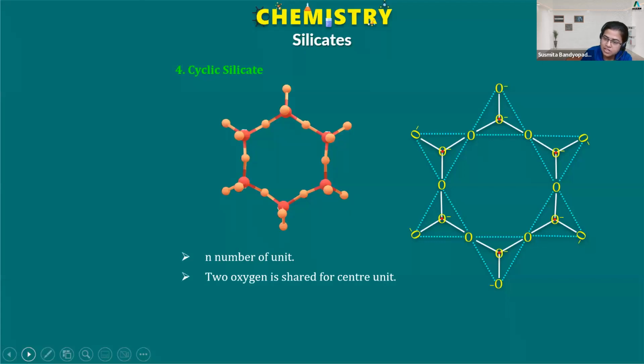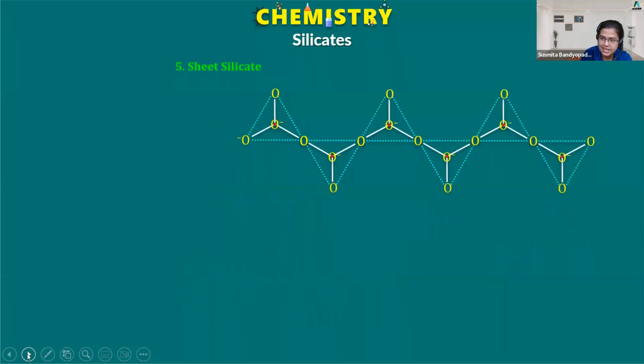Every unit has two oxygens shared. Agreed? Yes, ma'am. And the general formula is the same without any differentiation for the end part and all. So cyclic silicate and single chain silicate have SiO3 2 minus as the repeating unit. Si2O7 6 minus is pyrosilicate, SiO4 4 minus is orthosilicate, then sheet silicate.